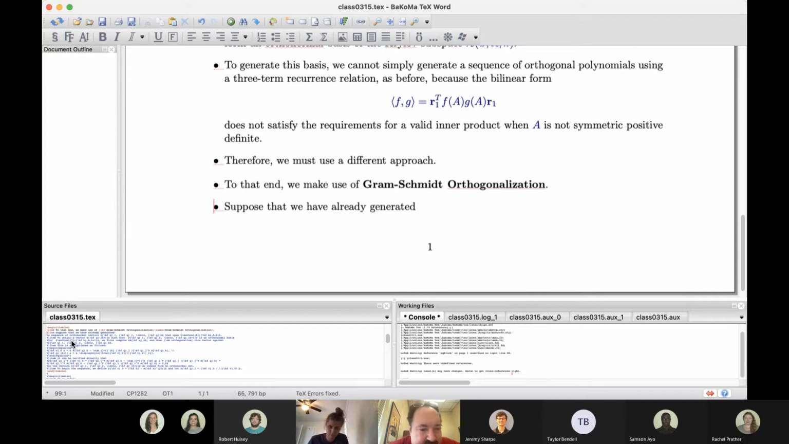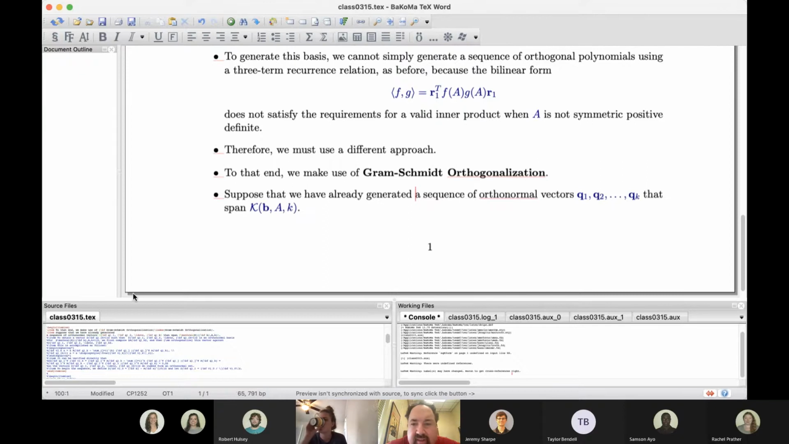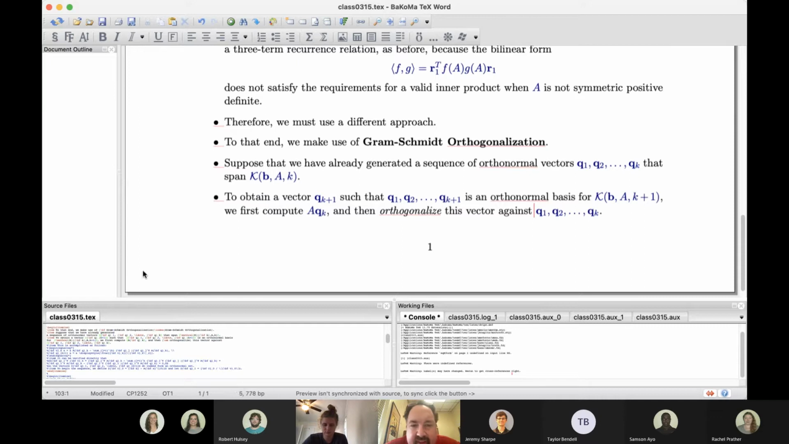So how am I going to use it? Let's suppose I already have these vectors that are orthonormal, and they span my k-dimensional Krylov subspace. The question is, how do I generate the next vector in the sequence, q_{k+1}? That's what Gram-Schmidt is going to help me with. To get my new vector, I'll take my previous vector, q_k, and multiply by A. And then I will orthogonalize it against the previous ones.